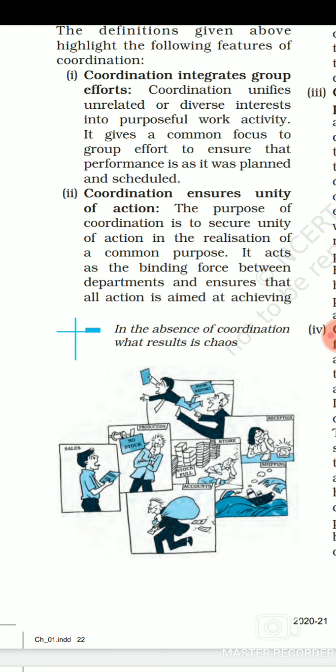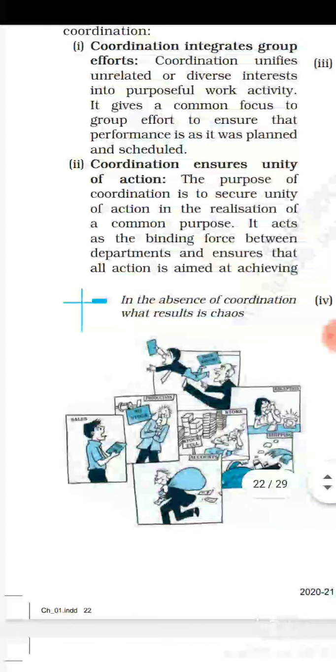For example, we can have production work which is done by a production department. We have selling work which is done by a selling department or marketing department whose work is to promote their product. Then we have an HR department whose work is to appoint the right person for the right job. We have different kinds of other departments also. Now all these departments have their own objectives.